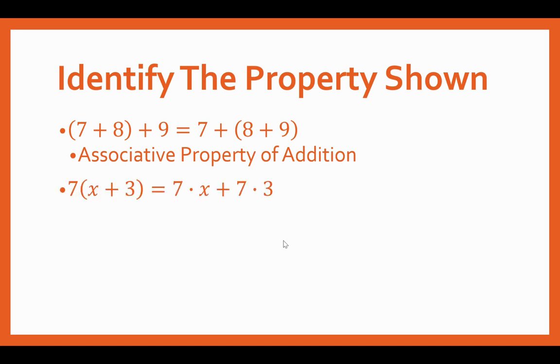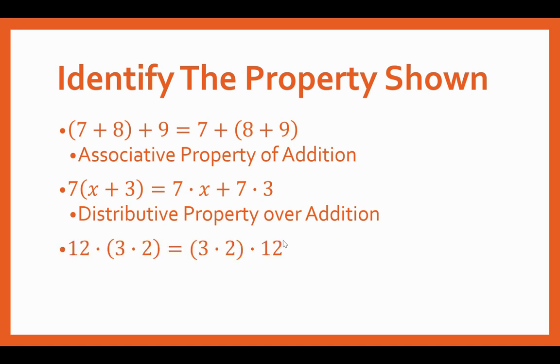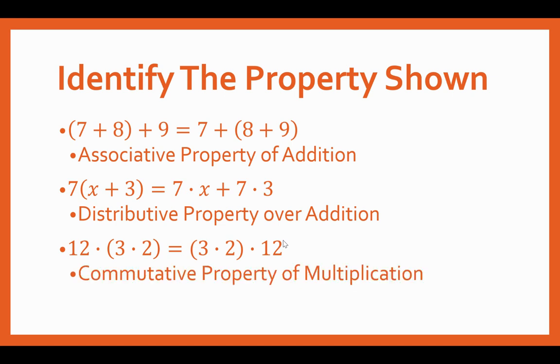Next one here, we have 7 times x plus 3 is equal to 7 times x plus 7 times 3. This is the, pause for effect, distributive property over addition. Third example here, we have 12 times 3 times 2 is equal to 3 times 2 times 12. Ooh, there's parentheses. Don't be confused. Don't be fooled. Pause for dramatic effect. Commutative property of multiplication.